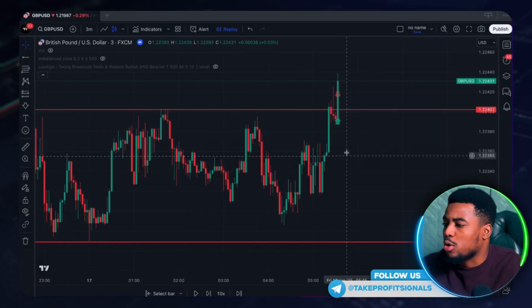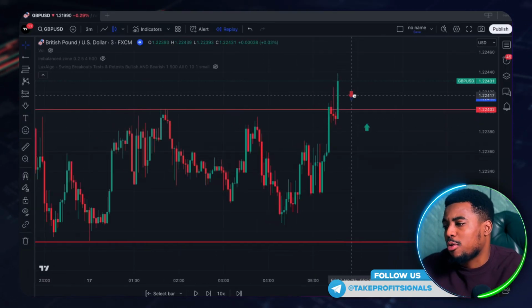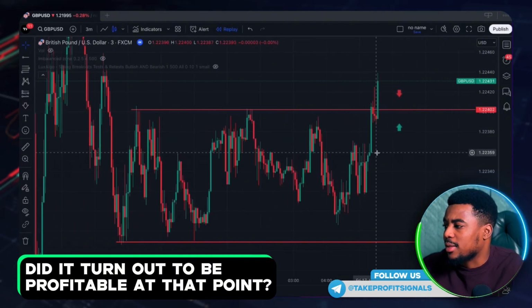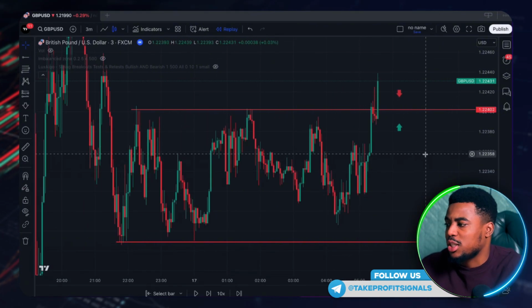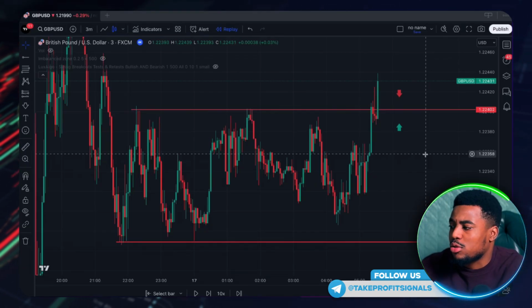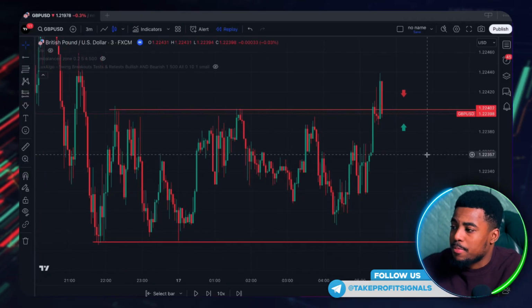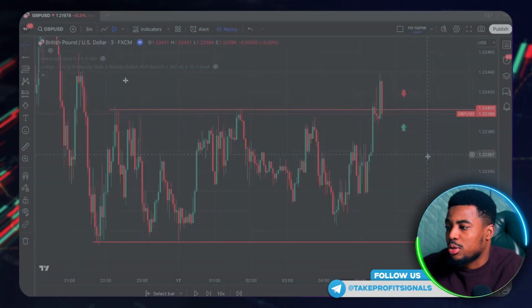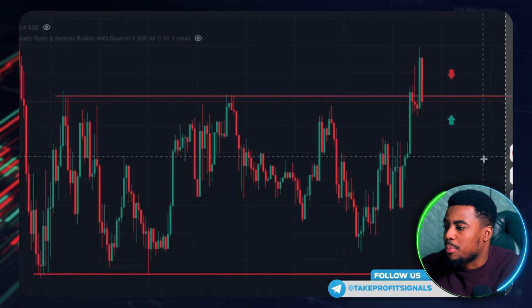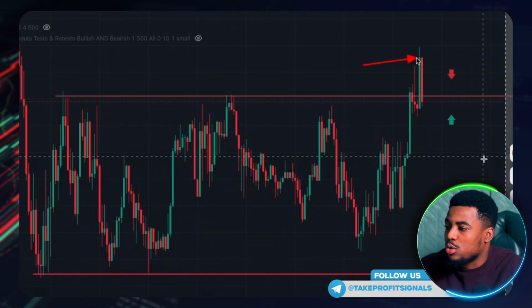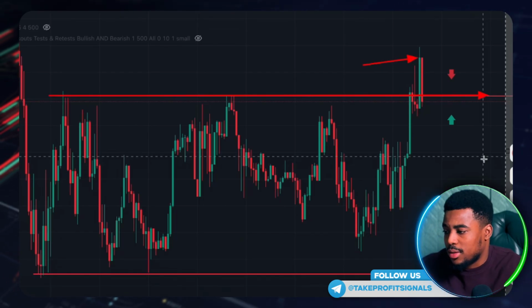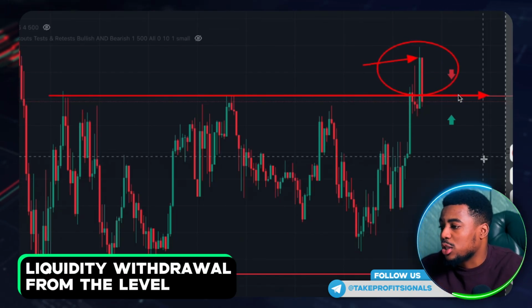So if we are talking about your trade being made at 4 Japanese candles, did it turn out to be profitable at that point? Ask yourself the question and answer it. But I think most of you probably made this trade on the downside. Yeah, this trade had a good chance that it would close in plus, but I am sure that many of you would be disappointed if your trade would have closed right here far beyond this level. Guys, get acquainted. This situation is called liquidity withdrawal from the level.